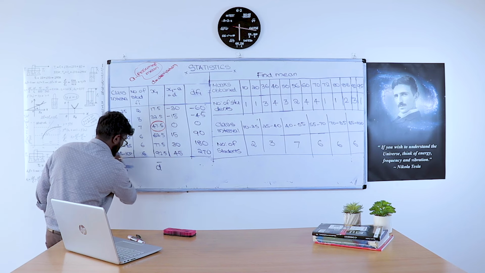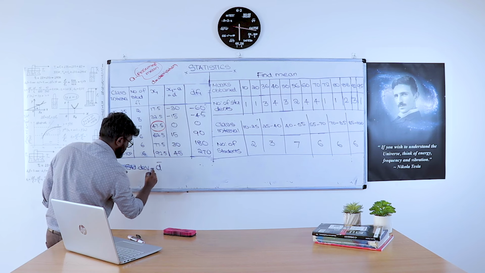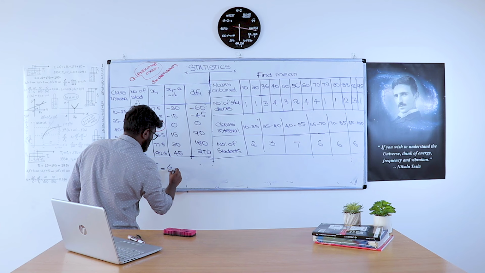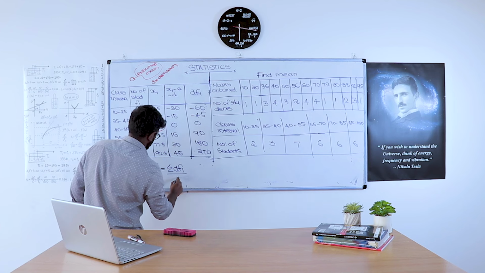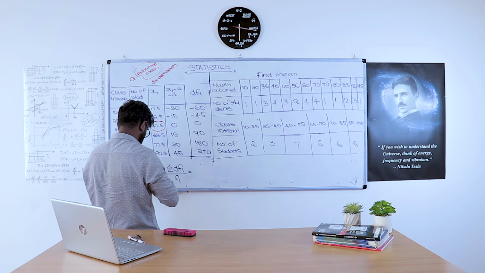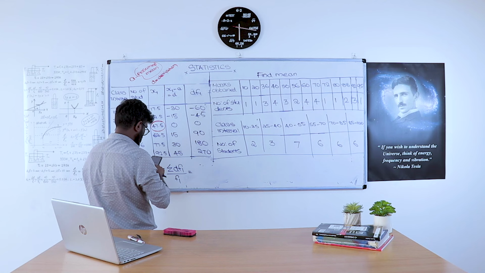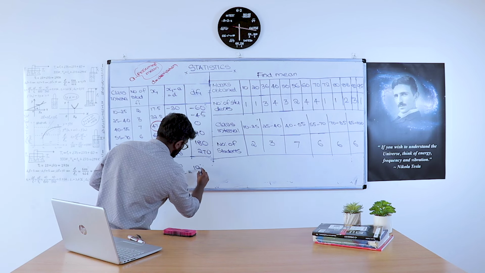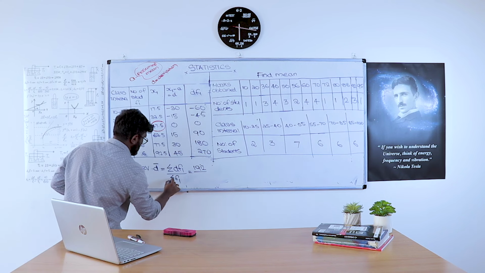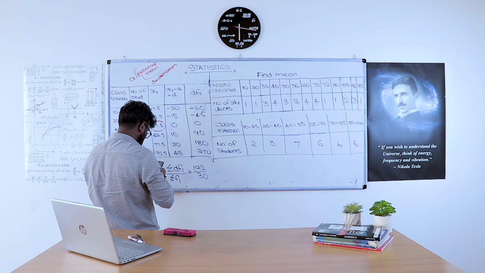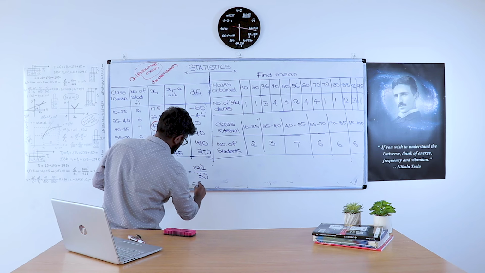Standard deviation d bar is equal to summation dfi by summation fi, that is equal to 60 plus 45 plus, sorry, 90 plus 180 plus 270 minus 60 minus 45, that is 192, divided by summation fi, which is 30. So 192 divided by 30 is 6.4.